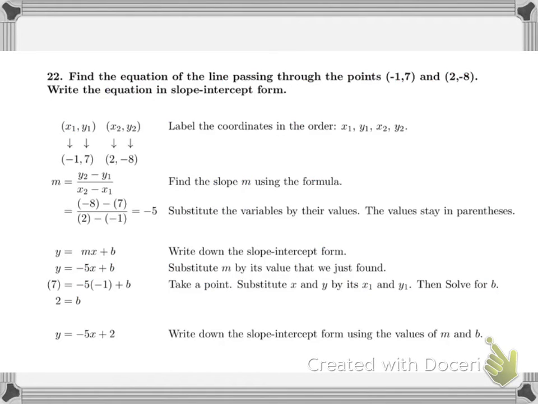There are 5 questions in the CEAFE exam, math final. This is the last one and this is the hardest one. I will show you 2 methods. So let's look at the question. We want to find the equation of the line passing through 2 points, negative 1, 7 and 2, negative 8. And we want the answer in slope-intercept form.